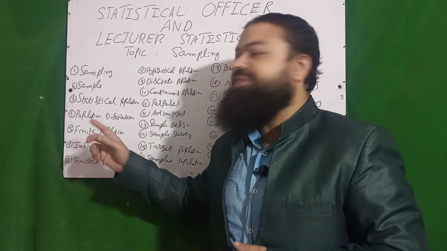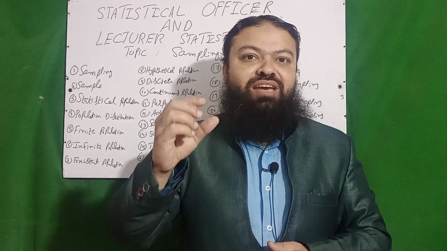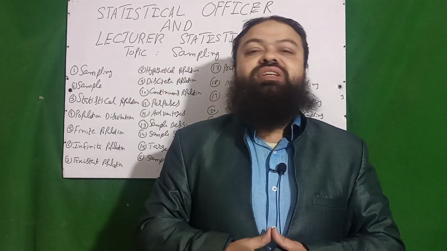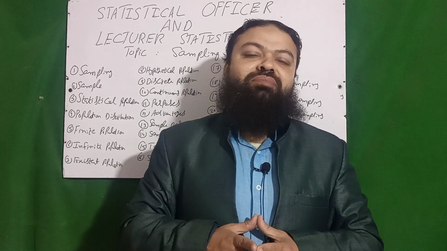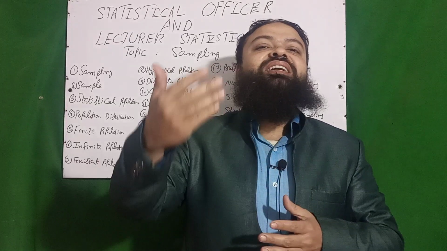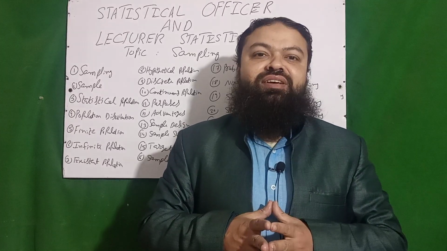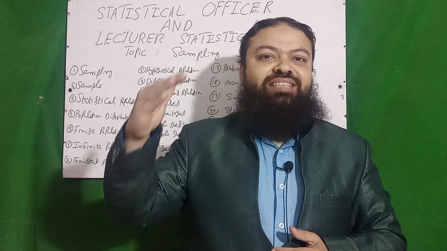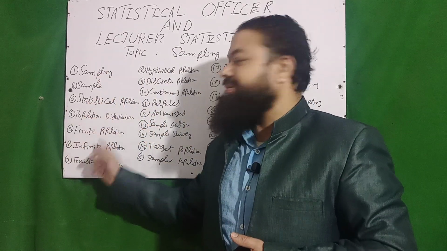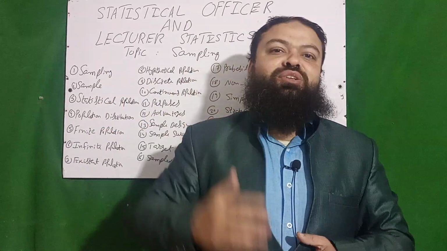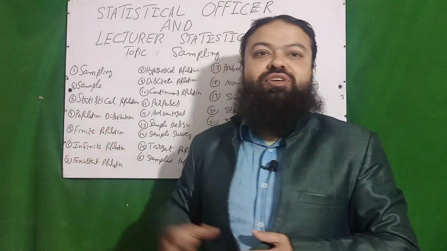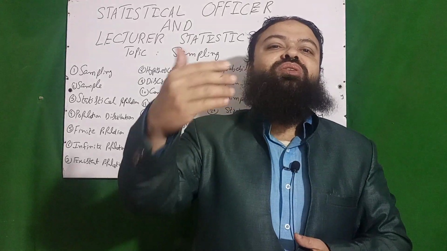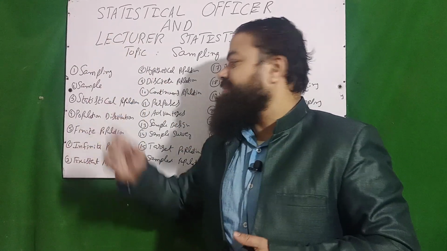Next is finite population. If we have the countable number of units of the population, that will be finite population. And if the units are uncountable, that will be infinite. For example, all the numbers between 5 and 10, that will be the example of infinite population. All the students of the university, that will be finite population. All the chairs which have been used in the conference, that will be finite population.